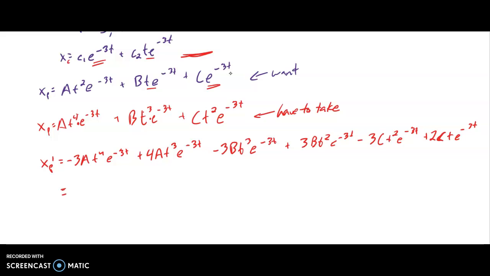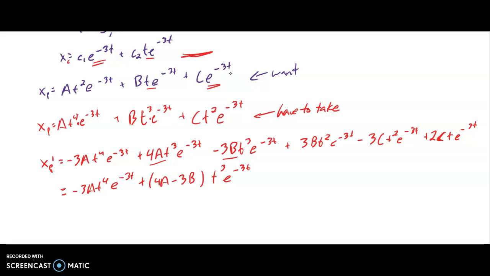What I mean by that is I'm going to take my negative 3a t to the fourth e to the negative 3t. That's the only t to the fourth one. And then I'm going to get plus, boom, boom, t cubed e to the negative 3t. Now, notice I got this and this. So I get 4a minus 3b.